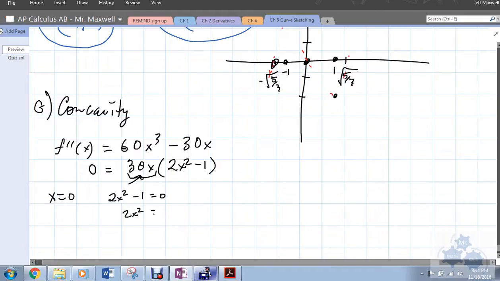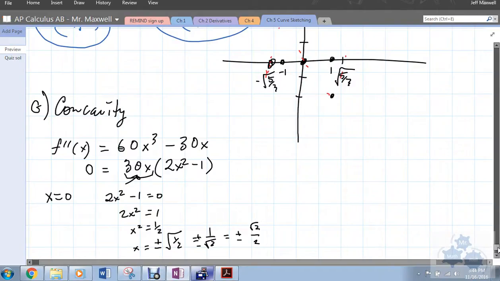So that's 2x squared equals 1, x squared equals 1/2, x equals plus or minus the square root of 1/2, or 1 over root 2, or if you're simplifying, root 2 over 2. Okay? So those are the values we will use for our points of inflection.